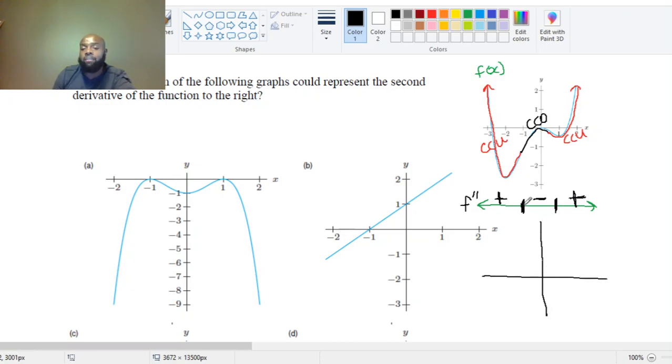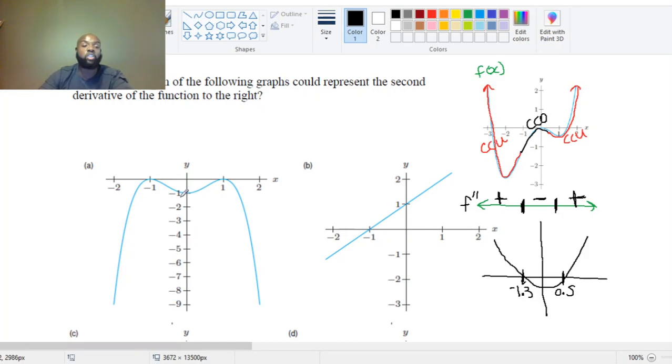So I'm going to try to plot those two points. I don't know what they are, but this is close to -1, maybe -1.3, and this is maybe 0.5, right? My function should be positive. It equals 0 there. It should be negative, and then it should become positive. That would be a good sketch of this second derivative here, right?